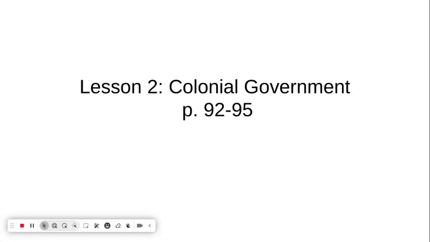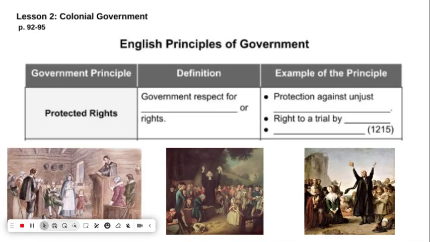This is Mrs. Politsky, and I have your notes for Chapter 4, Lesson 2, Colonial Government. So, we're going to talk about some principles of government that the English have given basically us, the United States. And as we go along, make sure you fill in the blanks that you need.